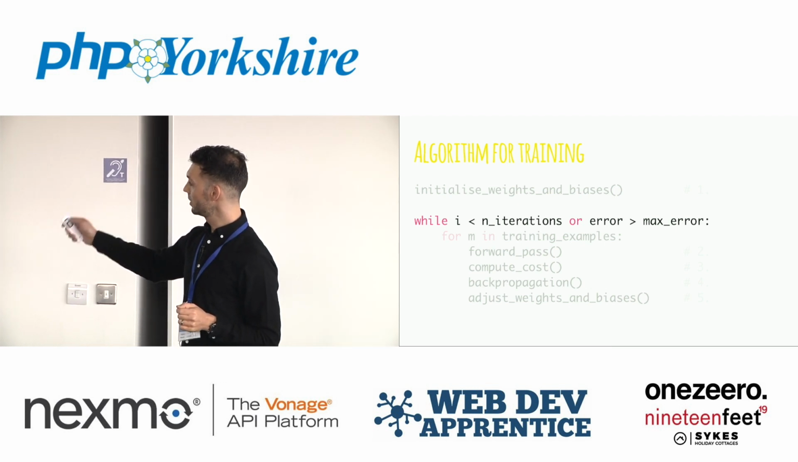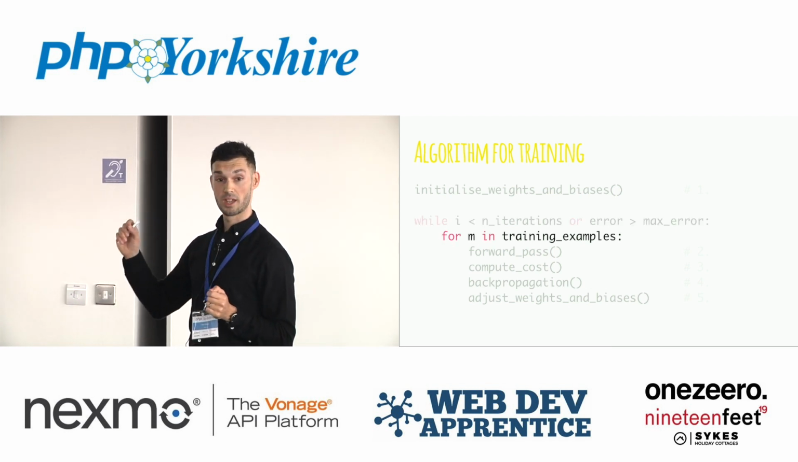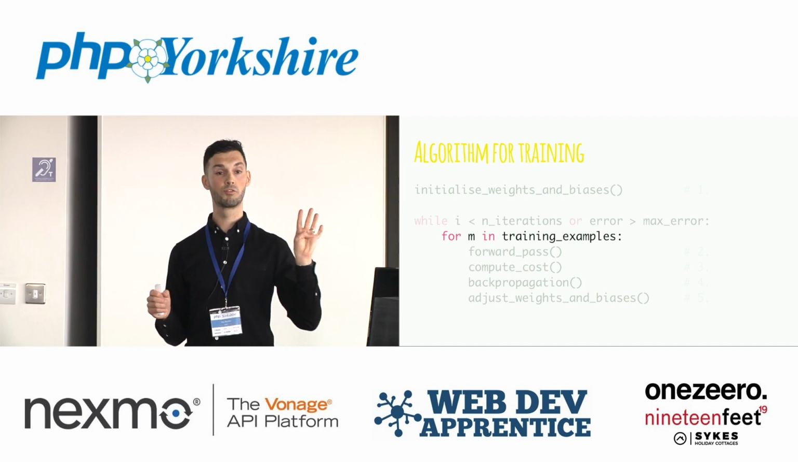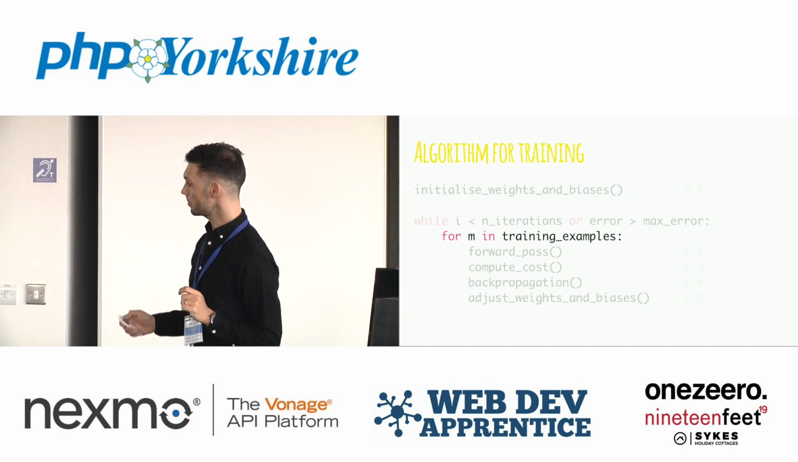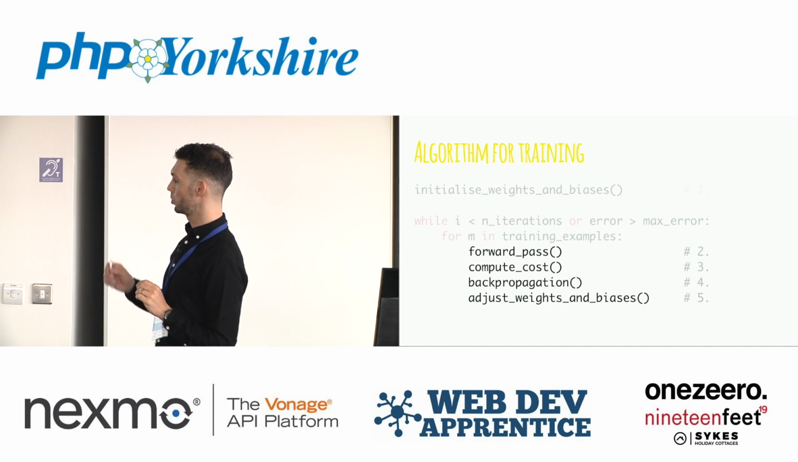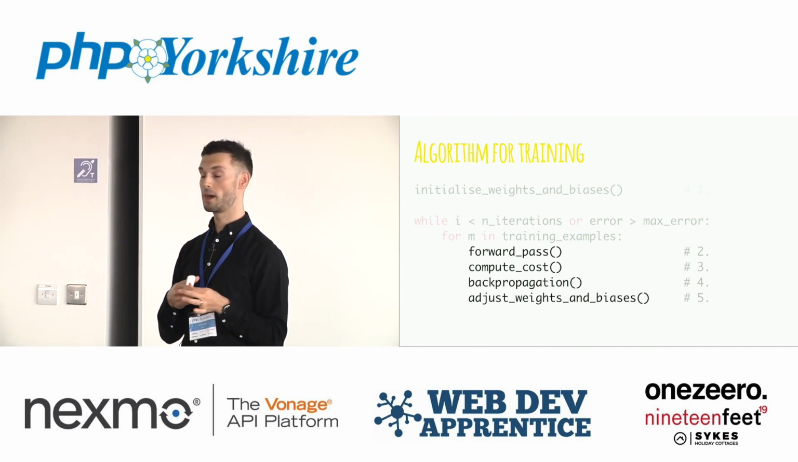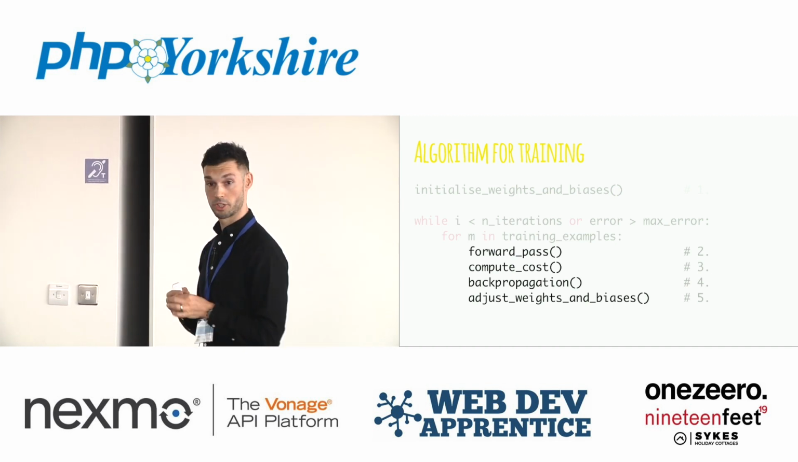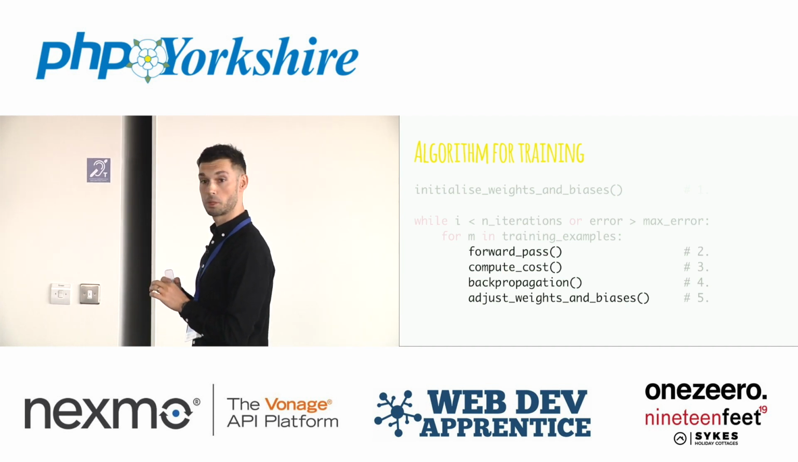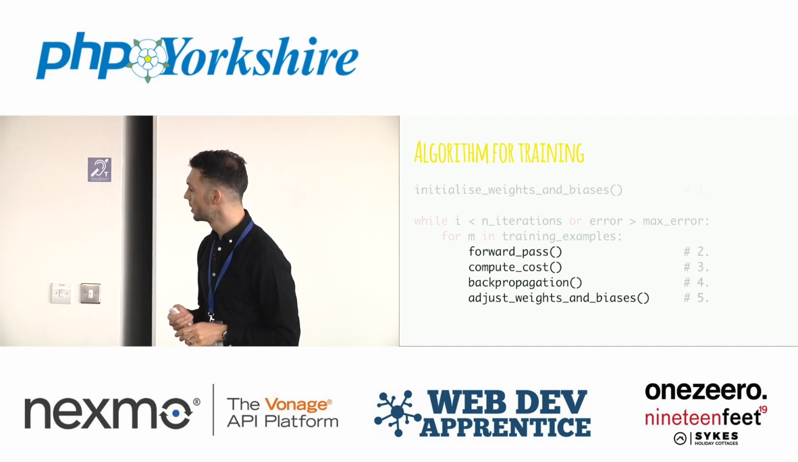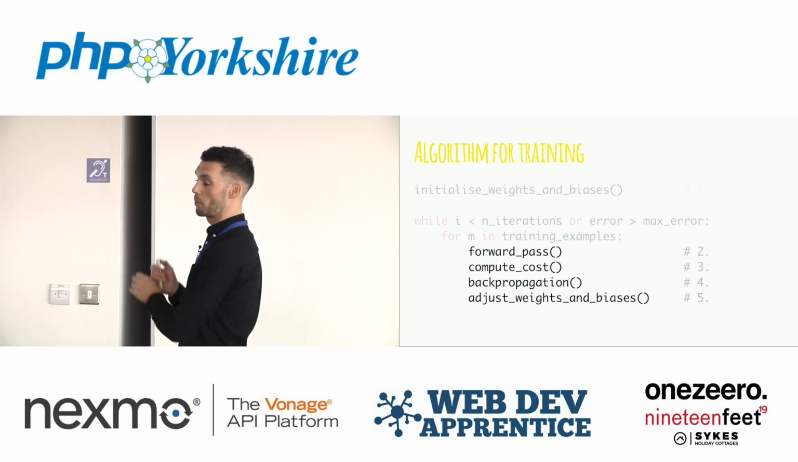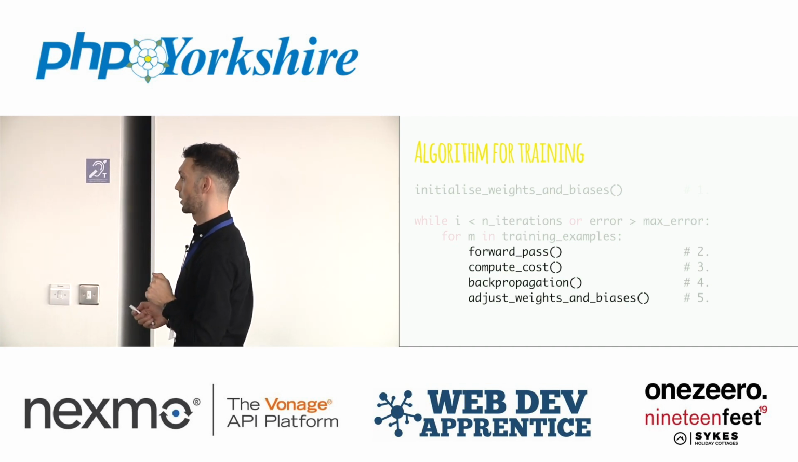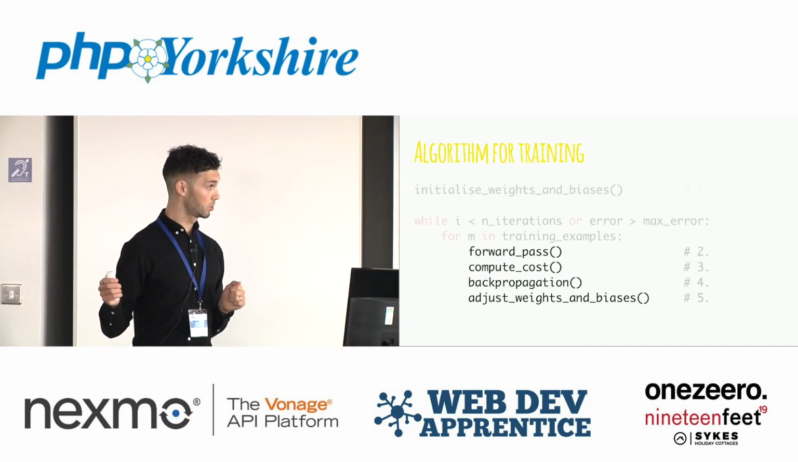So within that loop, I'm going to look at the training examples, and for the XOR, I have 4 training examples. And for each one, I'm going to do 4 operations. Forward pass, computing the cost or the error of the network, then something magical called back propagation, and finally, adjust my weights and bias, and then keep going. So this is the algorithm that I'm going to do.